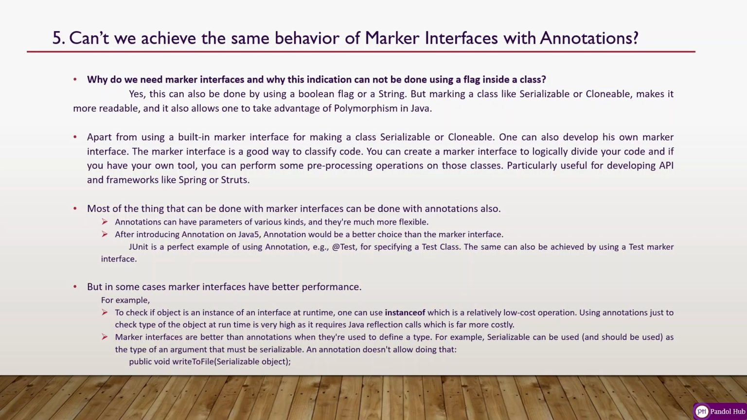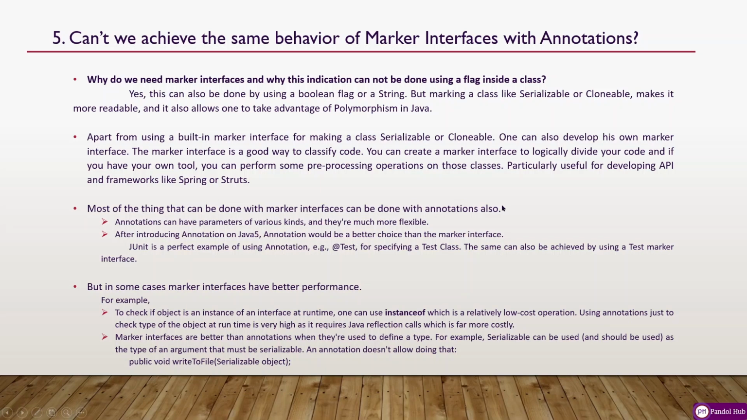So where are the built-in marker interfaces? We have Serializable and Cloneable, which are the pre-written ones. But you can have your own. You can use them if you want to divide your code for a particular API or framework like Spring or Struts, or you want certain operations to be separated from the code. In that case, you can use these marker interfaces. Most of the things that can be done with marker interfaces can be done with annotations also.